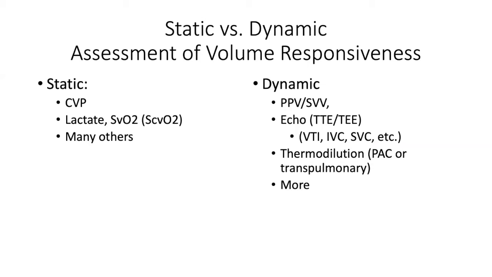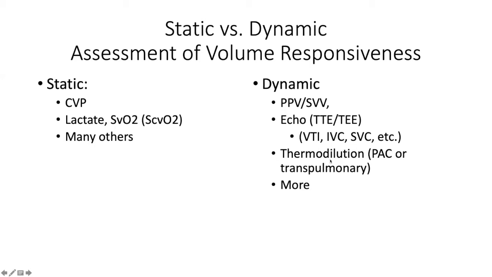So static variables to address: CVP, that comes up a lot. It's a bit old-fashioned, but people still use it. We use lactate a lot. Mixed venous oxygen saturation or central venous oxygen saturation can also be useful, especially when paired with a lactate. That's really probably the best use of that. And then there's tons of others that are essentially the vital signs that I listed in terms of endpoints of resuscitation. And then dynamic variables, whether that's pulse pressure or stroke volume variation, various measurements on echo, VTI being looking at someone's left ventricular output, IVC and SVC collapsibility and so forth.